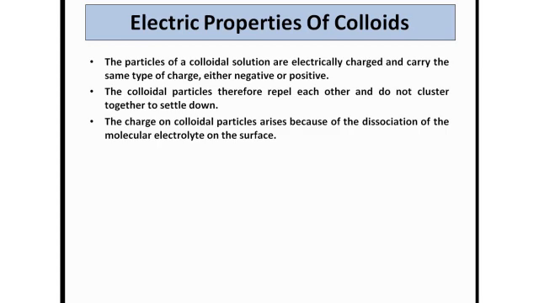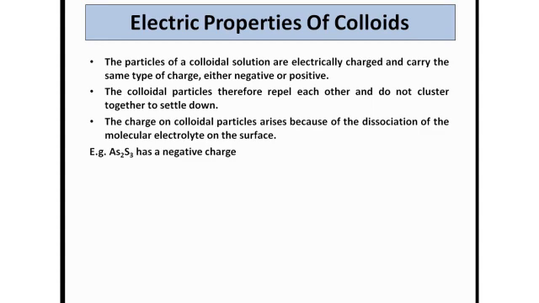The charge on the colloidal particle arises actually due to the dissociation of the molecular electrolyte on the surface. I repeat, the charge attained by the colloidal particle over its surface is due to the dissociation of molecular electrolytes. Molecular electrolyte means the electrolyte present in the dispersion medium that will get dissociated, and the charge will eventually be distributed over the surface of the colloid.